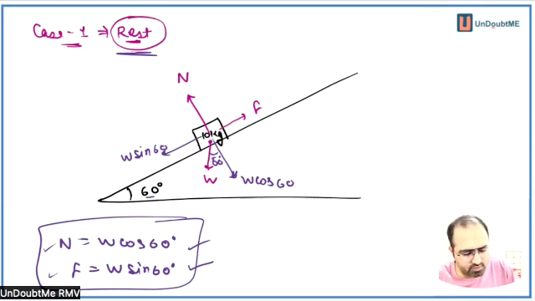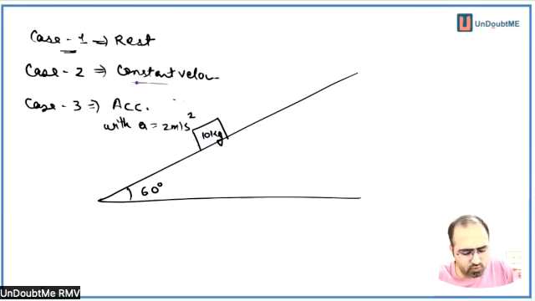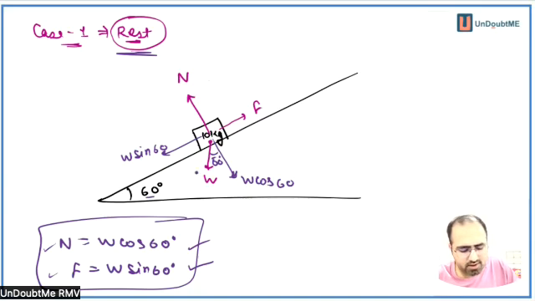Now, the second case for the same is if it is moving with constant velocity. If it is moving with constant velocity, then forces will be same, but there will be some change in the equation. Can anyone of you tell me what will be the change in the equation?